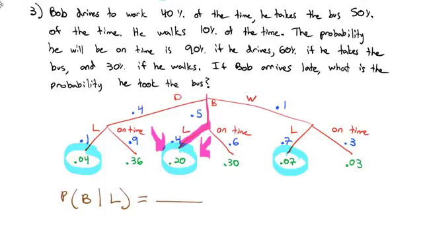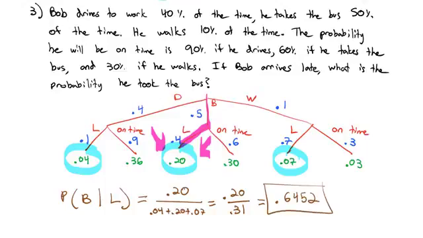Now we're ready to build our probability. The probability of both, bus and late, is that 0.20, but divided by the probability of the given information. The given information is that he was late. We marked that as a 0.04 plus a 0.20 plus a 0.07. So we have 0.20 out of 0.31, which when we divide those, you get 0.6452, almost a 65% chance that Bob took the bus, given he's arriving late.